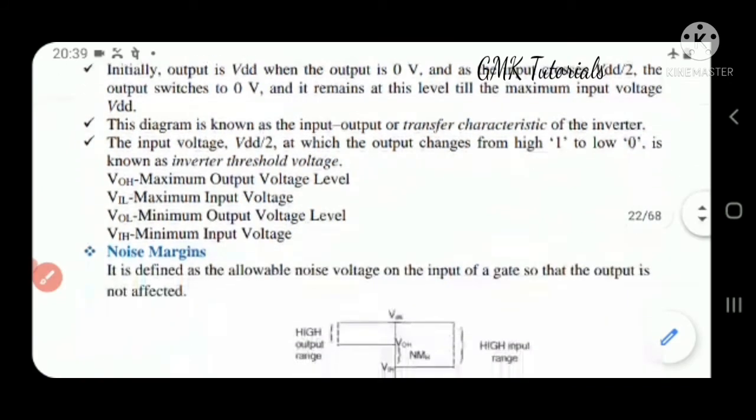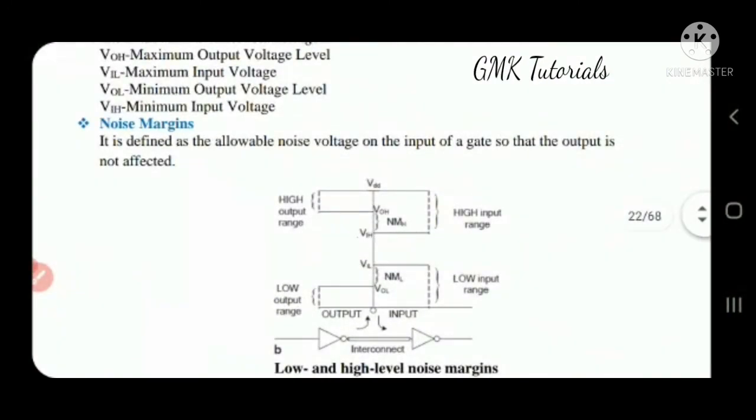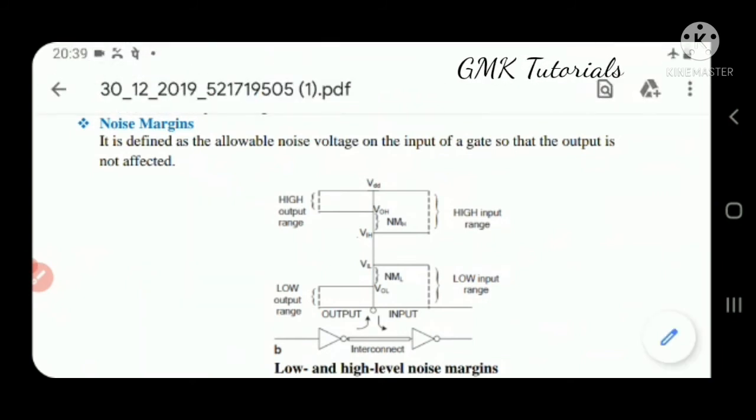Coming to the next topic within the same, that is noise margin. Can anyone tell me what is meant by noise? Noise is an unwanted signal which does not contain any useful information. Noise also carries some information, but it is not useful. So noise is nothing but unwanted information. Our topic is noise margins, and it can be defined like this.